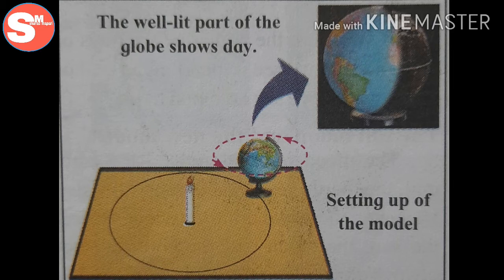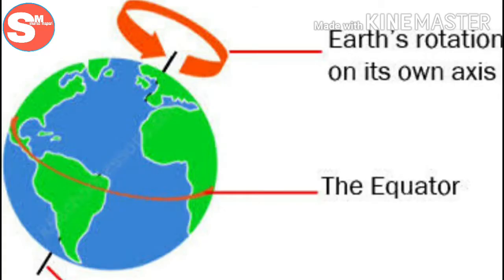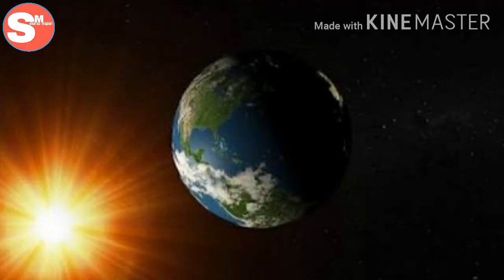Now, looking at the globe from the direction of the North Pole, turn it anti-clockwise. That is how the Earth rotates. That is, it rotates from west to east. As the Earth rotates, its different parts come into the light of the sun one after the other and turn away from it also in the same order.